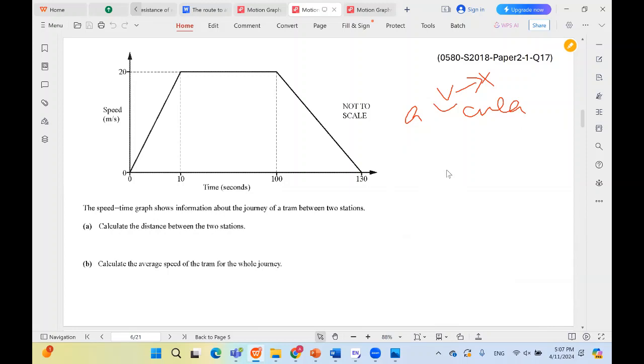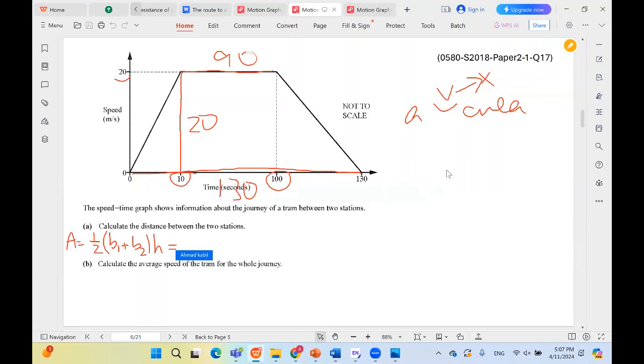This distance here is 130. This is the first base. And the second base would be 100 minus 10, and this is equal to 90. And then the height here would be 20 because of this number. And we just apply the area formula. So you can write A equals half B1 plus B2 times H.